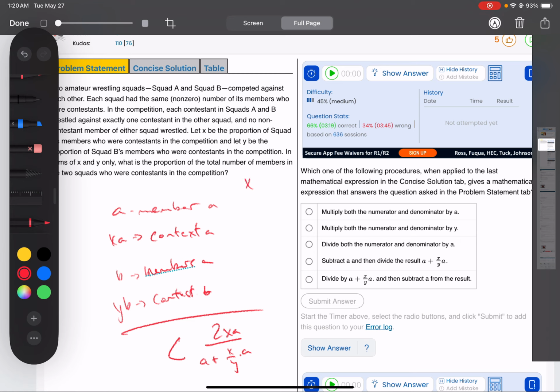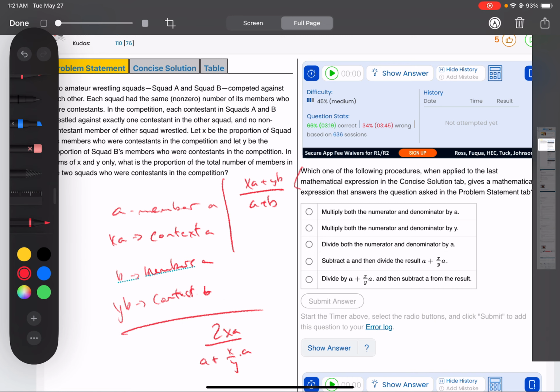So what it looked like was XA plus YB over A plus B. That's the proportion, because XA is how many people contested from team A. This is how many people contested from team B. And A plus B is how many total members there are in A and B together. And they said this is the same as this because they just swapped in XB for A, whatever.